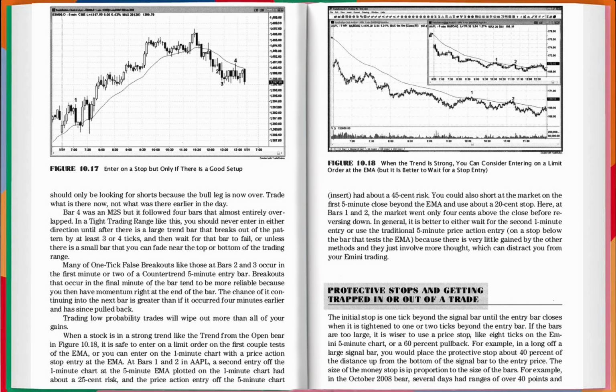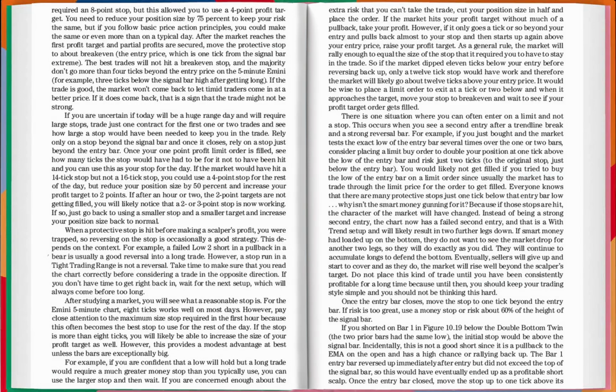The size of the money stop is in proportion to the size of the bars. For example, in the October 2008 bear, several days had ranges of over 40 points and required an 8-point stop, but this allowed you to use a 4-point profit target. You need to reduce your position size by 75% to keep your risk the same, but if you follow basic price action principles, you could make the same or even more than on a typical day.